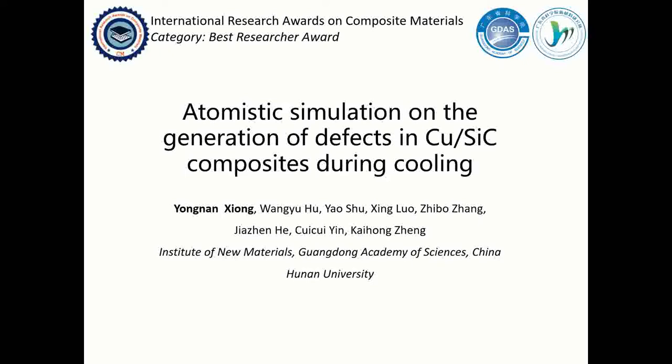The title of our presentation is Atomistic Simulation on the Generation of Defects in Copper and Silicon Carbide Composites during Cooling.